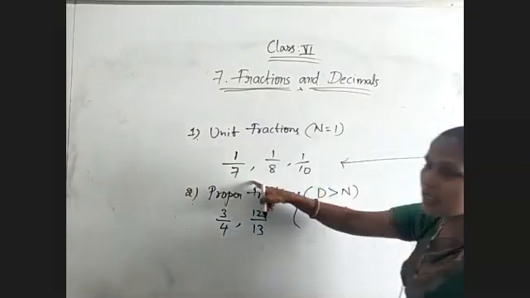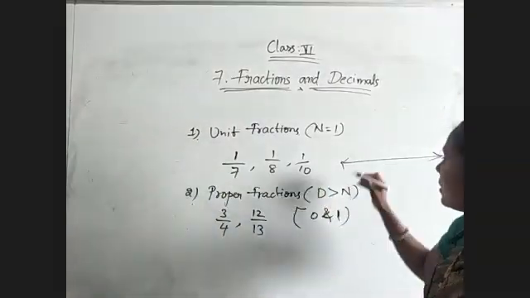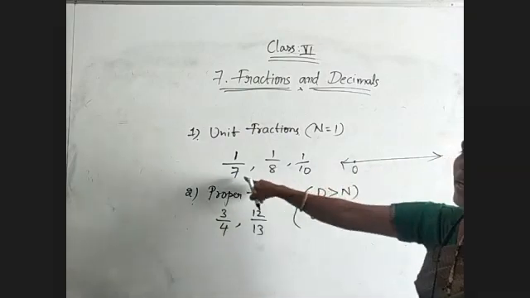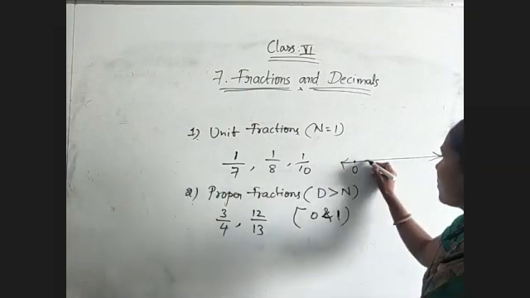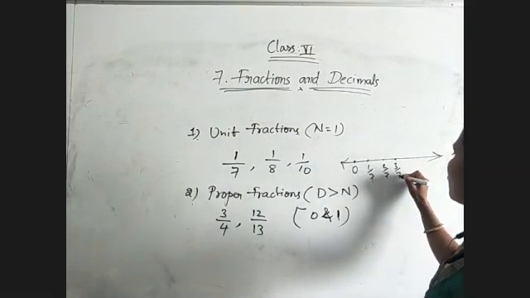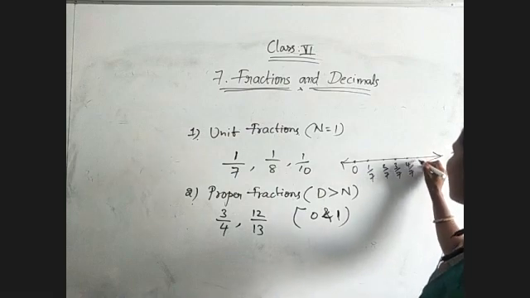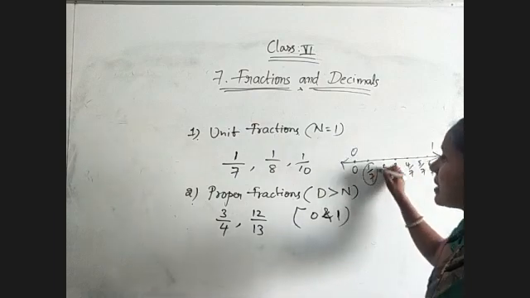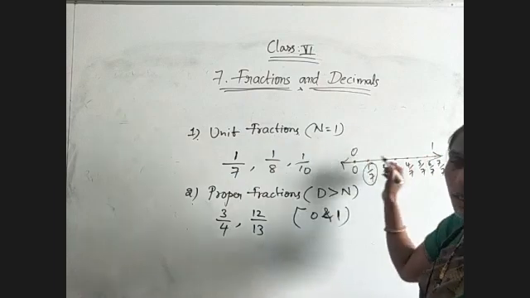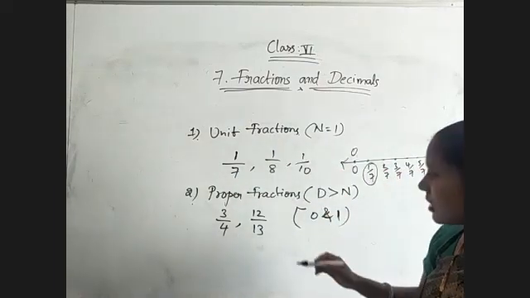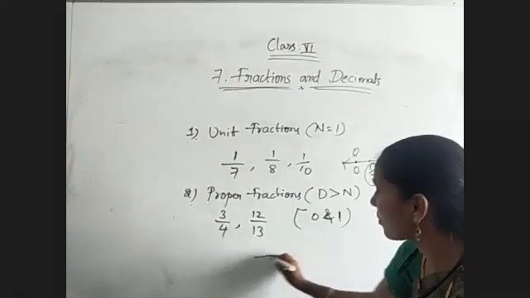For suppose observe the first unit fraction 1 by 7. It means from 0 to 1 it is divided into 7 equal parts. So 1 by 7, 2 by 7, 3 by 7, 4 by 7, 5 by 7, 6 by 7, 7 by 7. 7 by 7 is nothing but 1. So that's why 1 by 7 is between 0 and 1, because it is a proper fraction. That's why it lies between 0 and 1. Similarly, 3 by 4.